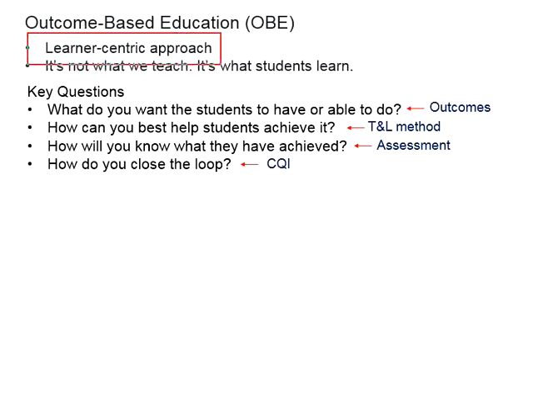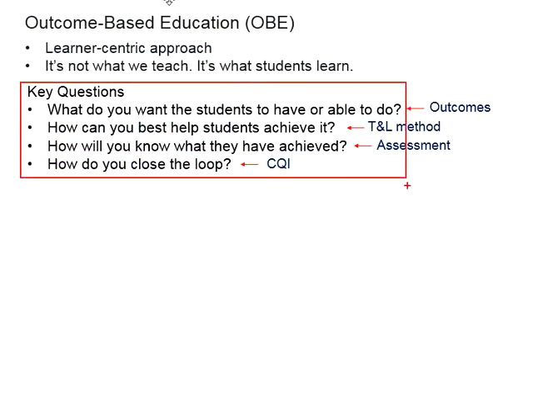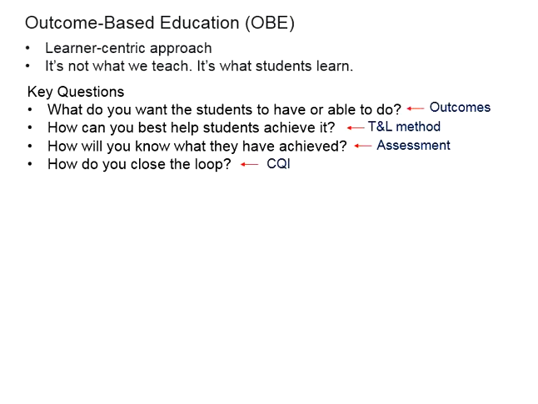Knowing that it is a learner-centric approach, there are four key questions that establish OBE. First, what do you want the students to have or be able to do? Second, how can you best help the students to achieve it? Third, how will you know that they have achieved? And lastly, how do you close the loop? Now, in the context of OBE, what you want the students to learn is known as the outcome.